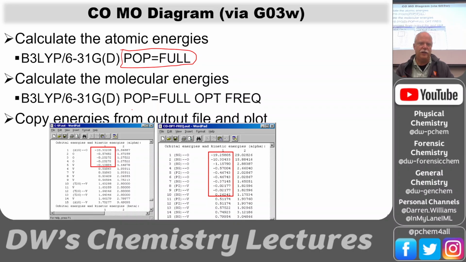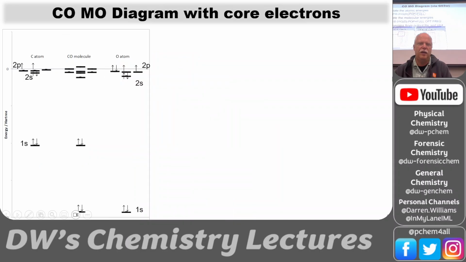And so then we get all of the energies here. So we did the atoms and we did the molecule. Here we can see all of these negative energies are occupied. So it even says O and V. The virtual orbitals are the unoccupied ones. And then I do the molecule and get the same kind of output. And so let's look at our MO diagram.